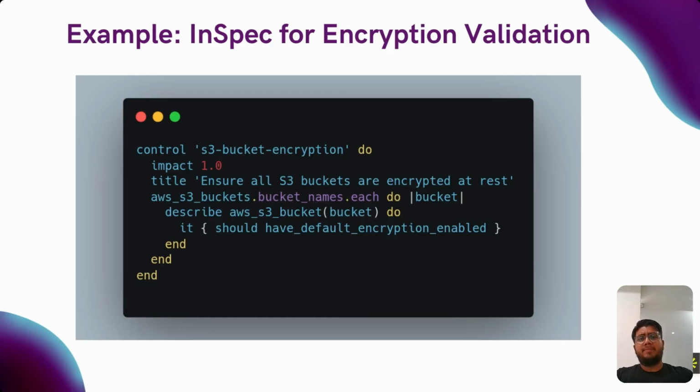Consider an example with InSpec, as I mentioned, for encryption validation. Here is a sample code base for an S3 bucket, checking whether it is encrypted or not. One of the most common and dangerous misconfigurations in cloud environments is unintended public exposure. It's not just S3 buckets; it's open security groups, public subnets, and load balancers without TLS, because it should always have TLS attached.